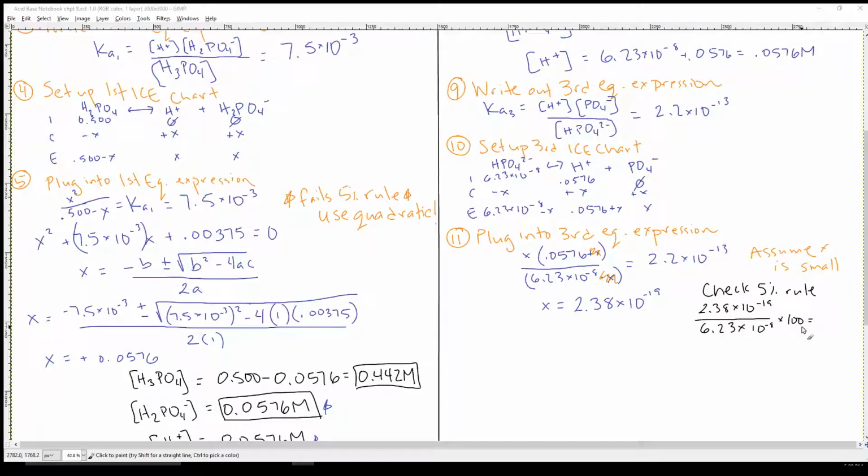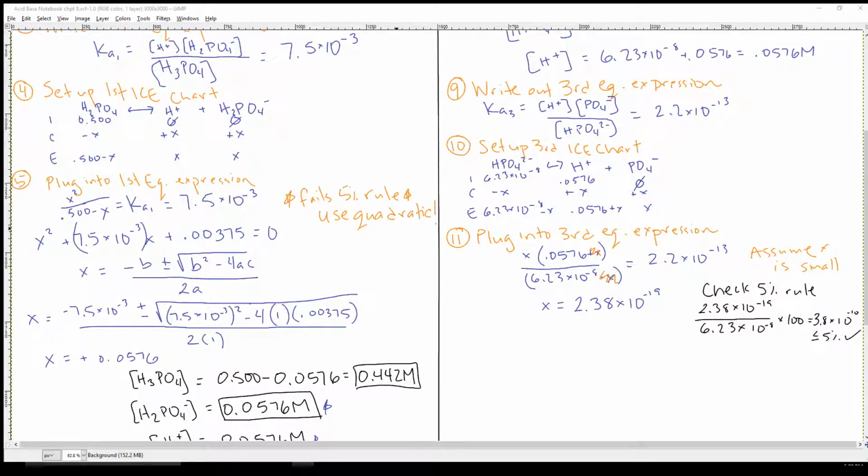So if you plug that in, you end up with a tiny, tiny number. Okay, you end up with 3.8 times 10 to the negative 10, which is less than or equal to 5%. So again, we are good to go, as promised. I wouldn't lie to you.